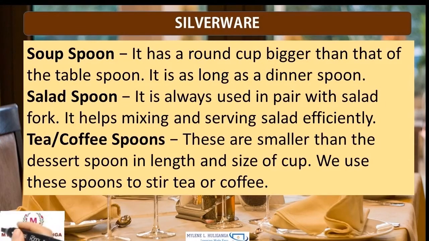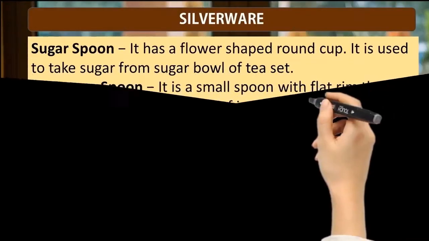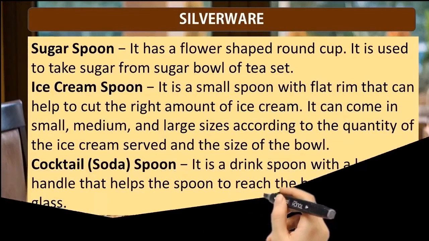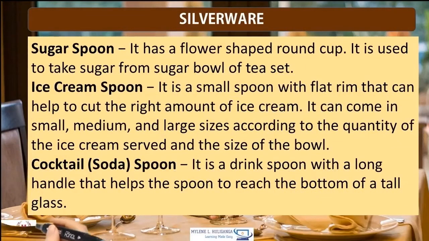The tea or coffee spoons. These are smaller than the sugar spoon. The sugar spoon has a flower-shaped round cup. It is used to take sugar from the sugar bowl of a tea set.